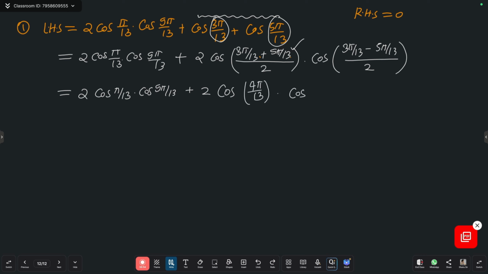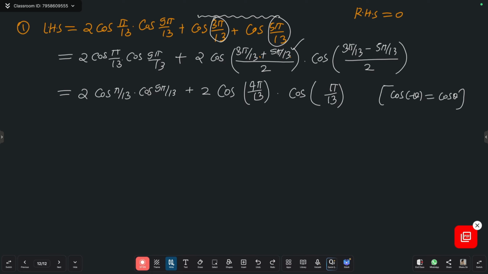Into cos. Here again the denominator is the same, 13 and 13. So 3 pi minus 5 pi is minus 2 pi, upon 2, is minus pi only. So it is cos of minus pi by 13. And cos minus theta is plus cos theta. So you can simply write only cos pi by 13, and the reason is that cos minus theta is cos theta, it eats that negative sign.